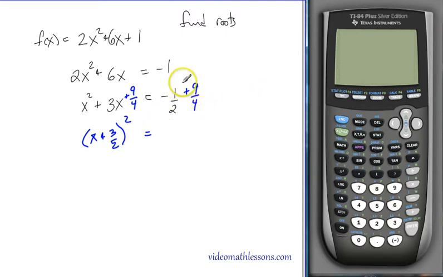Now, either with a calculator or your brains, whichever way you want to do it, you have to solve this. Well, I'm going to just use my brains here. So negative a half is really negative 2 over 4. If I do negative 2 fourths plus 9 fourths, I get x plus 3 halves squared equals 7 fourths. I'm going to take the square root of both sides.